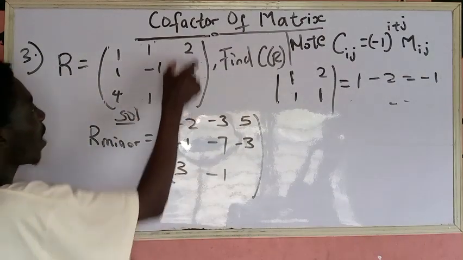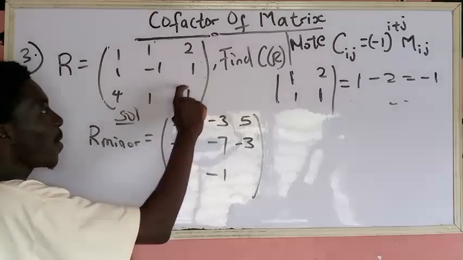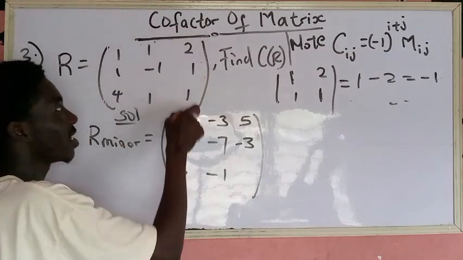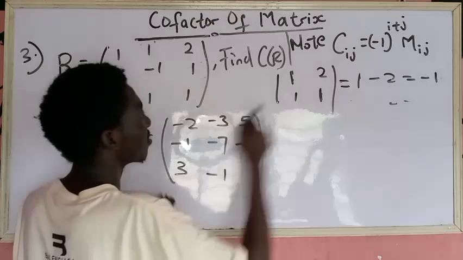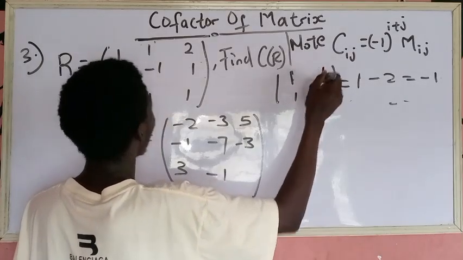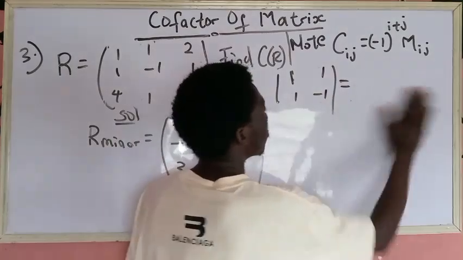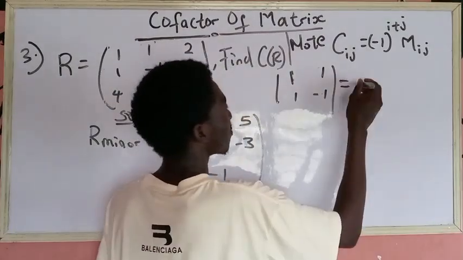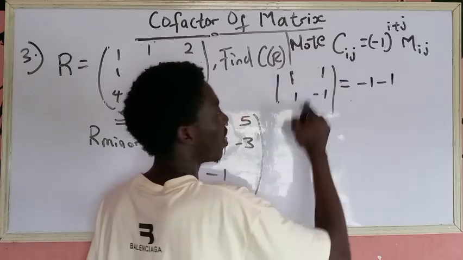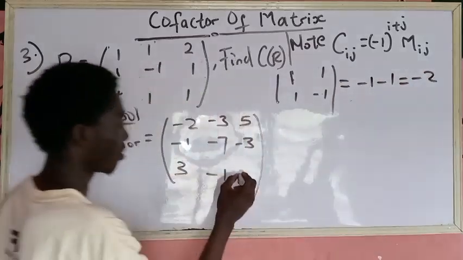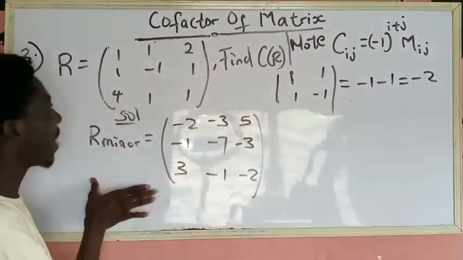Good. Next one. 1 blocks this column. Blocks this row. Can you see? 1, 1, 1 and minus 1. So for that you have a minus 1 minus 1 times 1 which is 1 minus 2. You have a 2. That is the minor of this matrix.